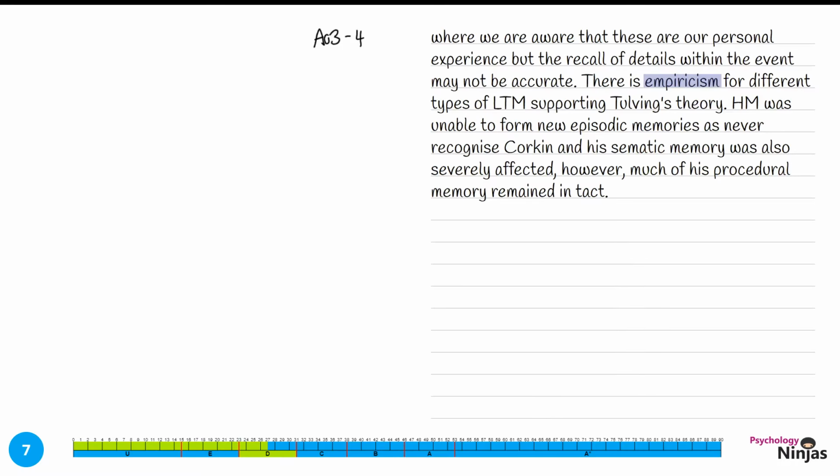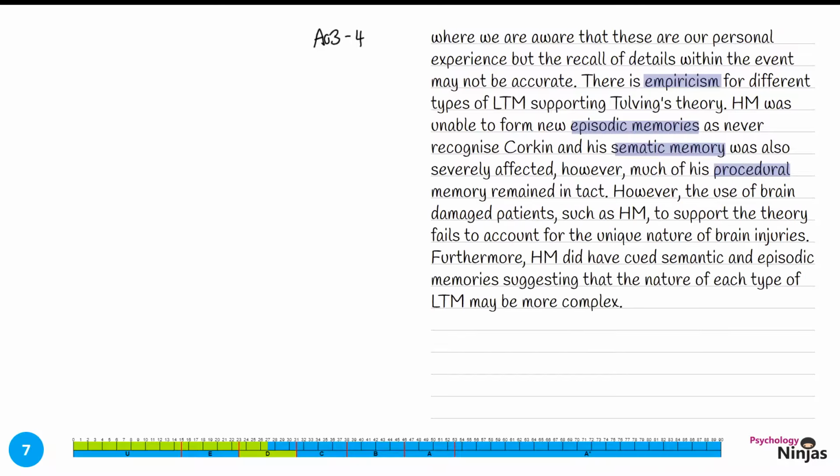We're giving clear findings in terms of different types of long-term memory. The episodic memories were problematic for HM, as were semantic memory. That, however, procedural memory was intact, showing a clear difference between the different types of long-term memory. We're going to elaborate with a counter-argument. However, the use of brain-damaged patients, such as HM, to support the theory fails to account for the unique nature of brain injuries. Furthermore, HM did have cued semantic and episodic memories, suggesting that the nature of each type of long-term memory may be more complex.